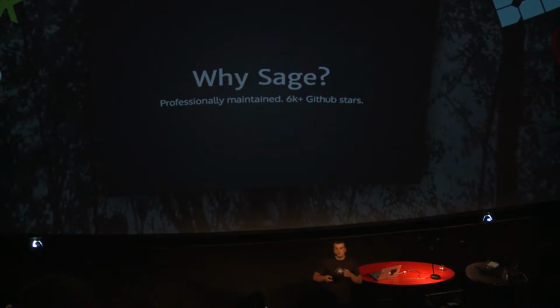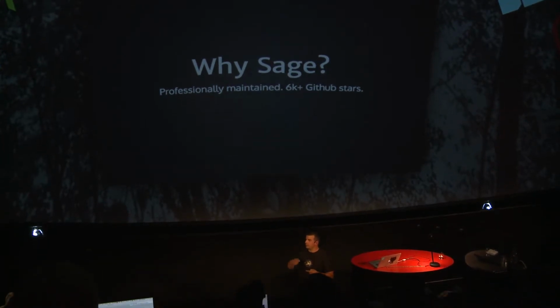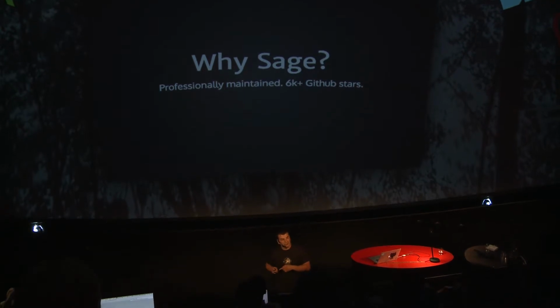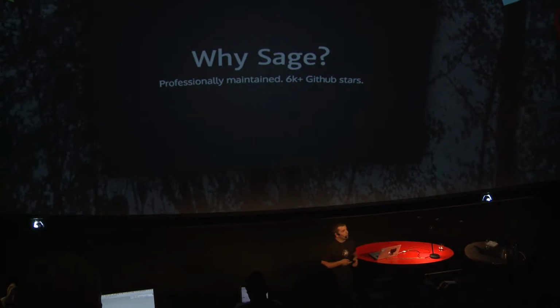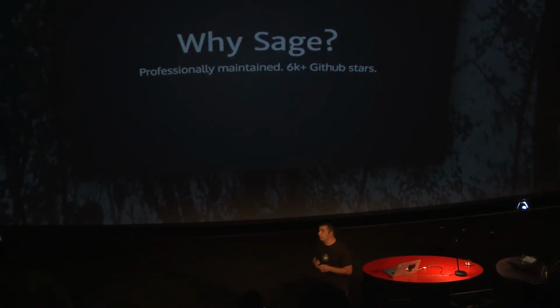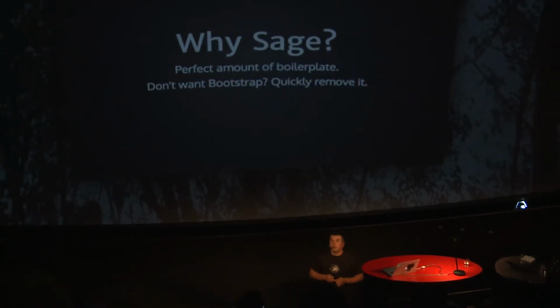Why is it great? Because as soon as they introduced Bootstrap 4 alpha, we got a new branch for Roots, and you can just play along with Sage and Bootstrap 4. It's just a perfect amount of boilerplate. How come? Because if you don't want to use Bootstrap, you can just remove it. You don't need to.